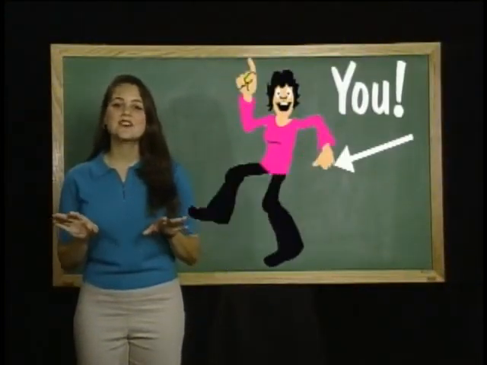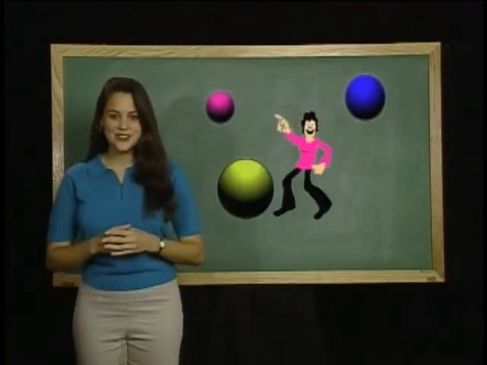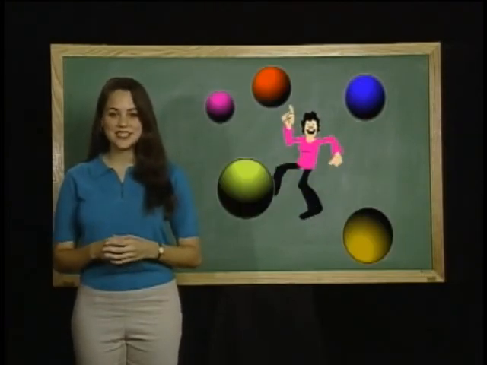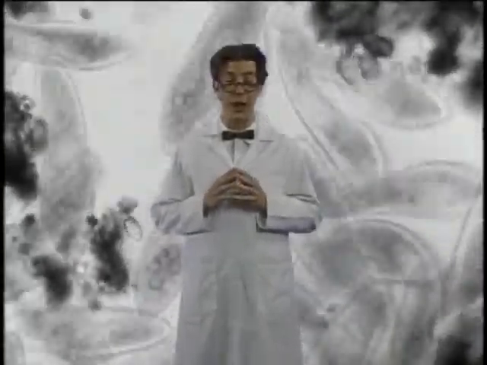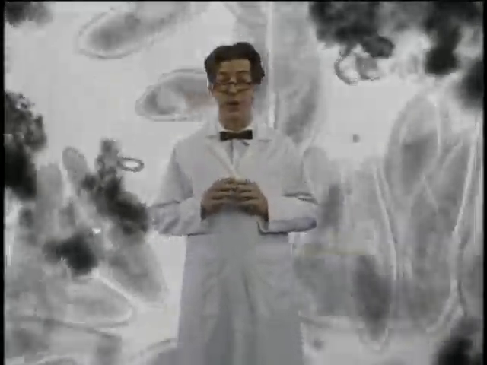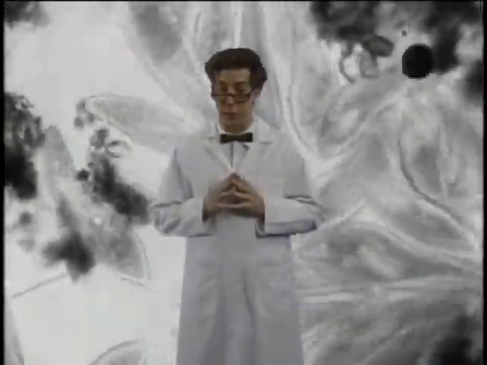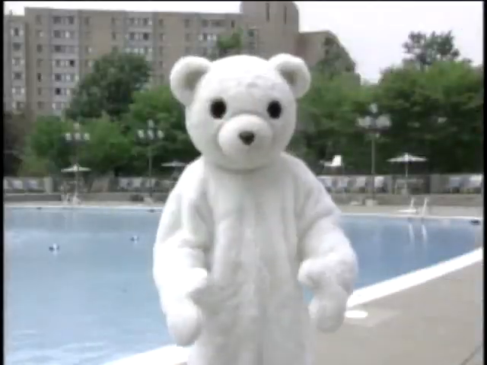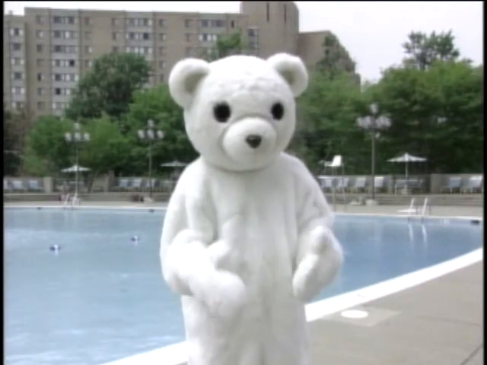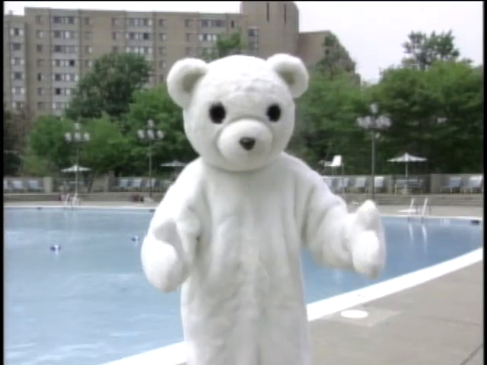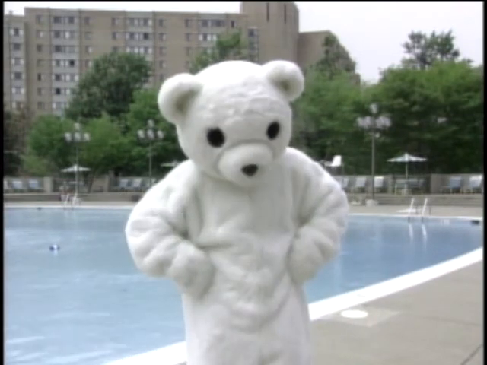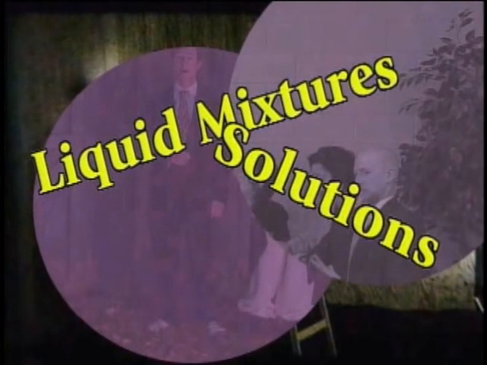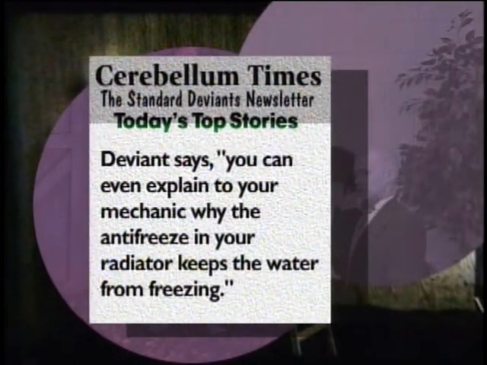You and everything around you are made up of little bundles of protons, neutrons, and electrons, which are called atoms. You can picture the electrons zooming around the protons and neutrons in the atom's nucleus. You know how atoms stick together to form molecules and how intermolecular forces make molecules hold together to form liquids and solids. You've got gas molecules bouncing all around you, and you know how things like space and temperature affect those gas molecules. You know that liquid mixtures are solutions, and you know your solutes from your solvents. You can even explain to your mechanic why the antifreeze in your radiator keeps the water from freezing.